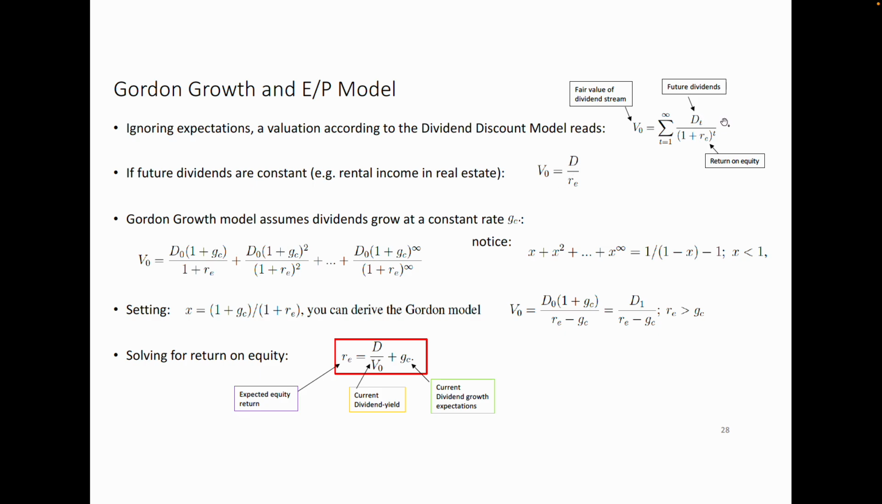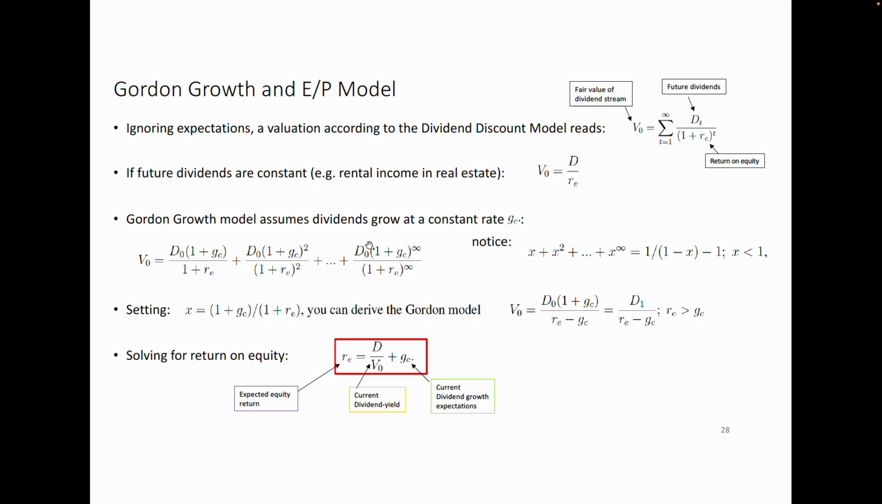Now, the next more realistic assumption, this is what Gordon then did, is he says, let's assume that dividends are expected to grow by a constant g. Yeah, so like with real estate, let's say I assume the rent is increasing by 2% per year, kind of like inflation. Now, if you do that, you still have an infinite sum.